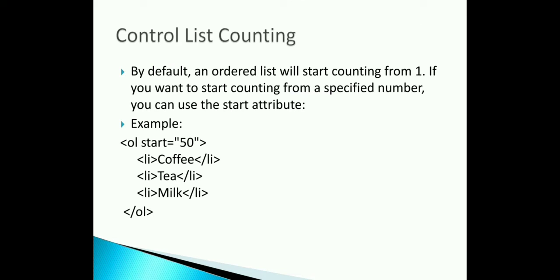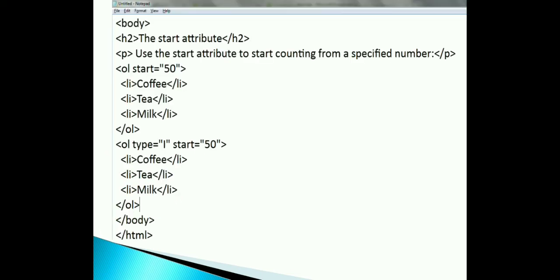Here we can control the list countings as well. By default, an ordered list will start counting from 1. If you want to start counting from a specified number, you can use the start attribute. For example, OL, I have started one ordered list. I have set start attribute to 50. So it will start the counting from 50 onwards. Here I have inserted 3 values in LI. At the last I have closed the OL. I have closed the ordered list.